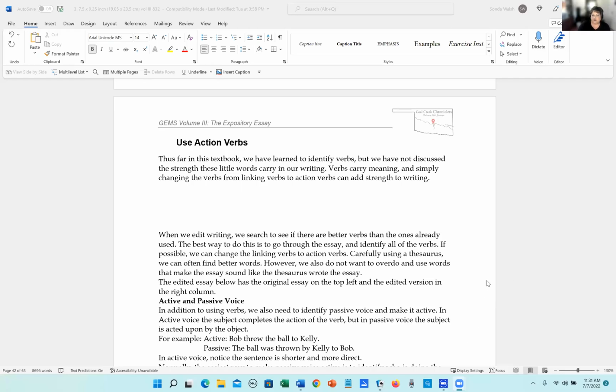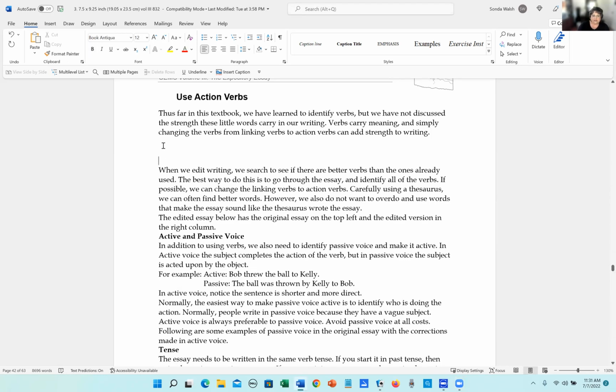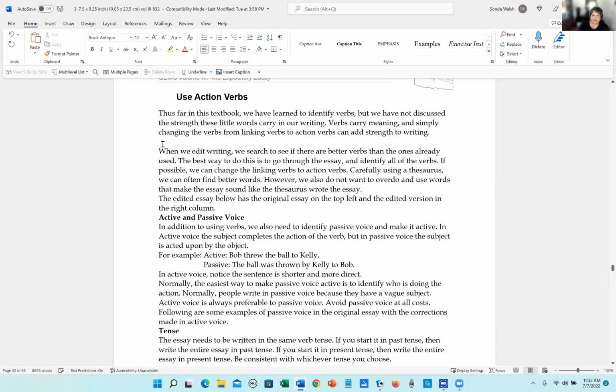In the last video, we talked about varying sentence beginnings. In this video, we're going to talk about the importance of using action verbs in your writing. We have looked at identifying verbs throughout this entire program. However, we haven't really discussed how important it is to use action verbs in our writing and the connotations and the implications that they carry.